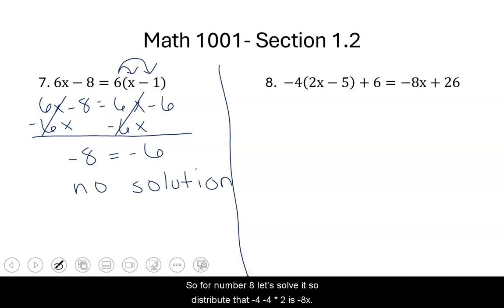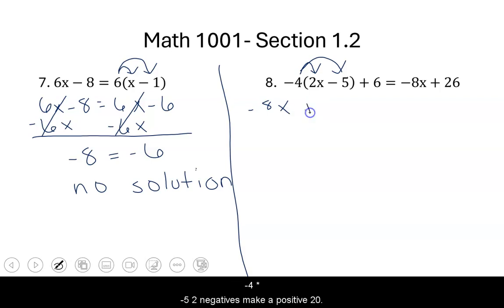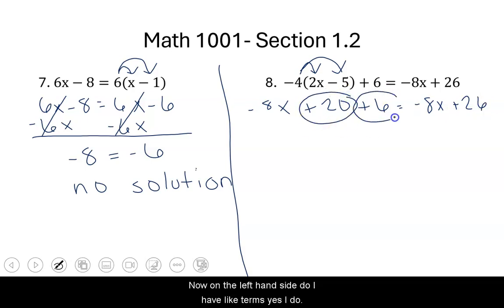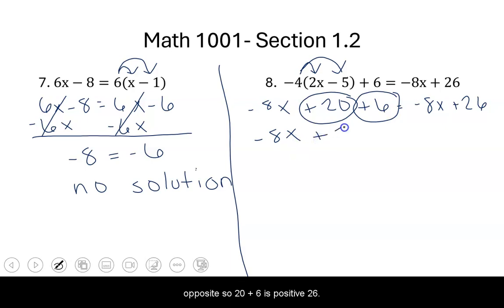So for number 8, let's solve it. So distribute that -4. -4 times 2 is -8x. -4 times -5. 2 negatives make a positive 20 plus 6 and bring everything else down so we don't lose it. Now on the left-hand side, do I have like terms? Yes, I do. They're on the same side, so we're not going to do opposite. So 20 plus 6 is positive 26.